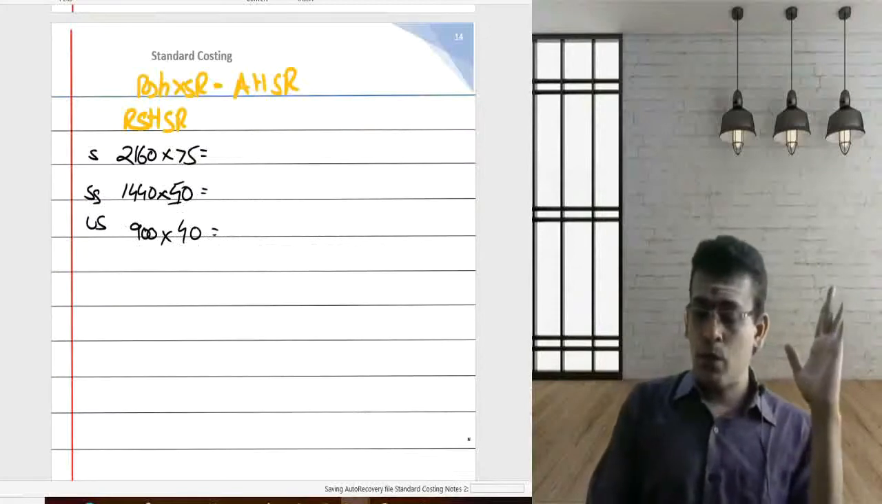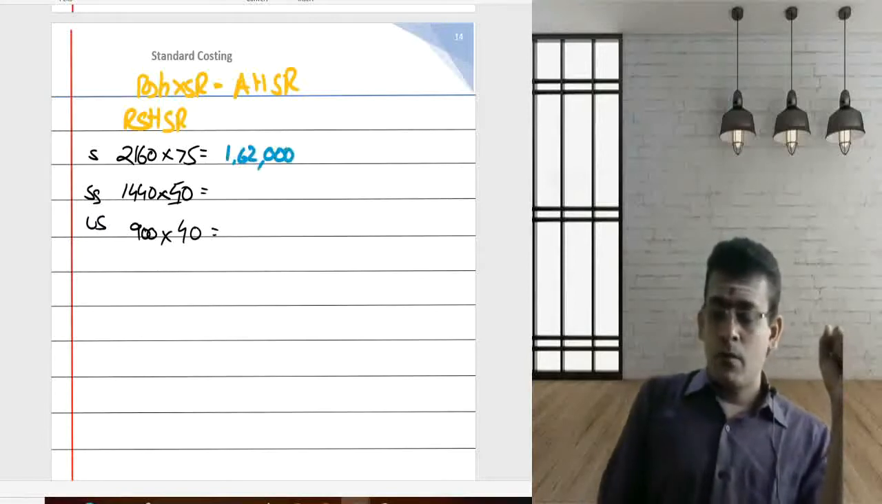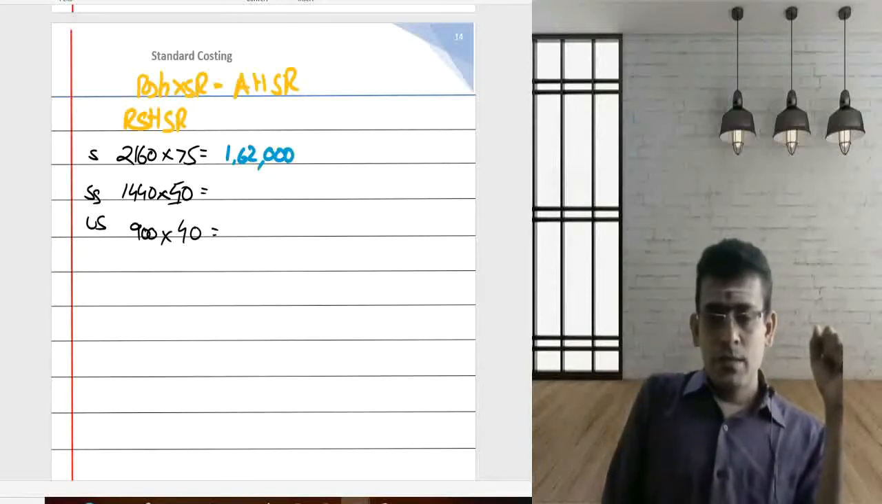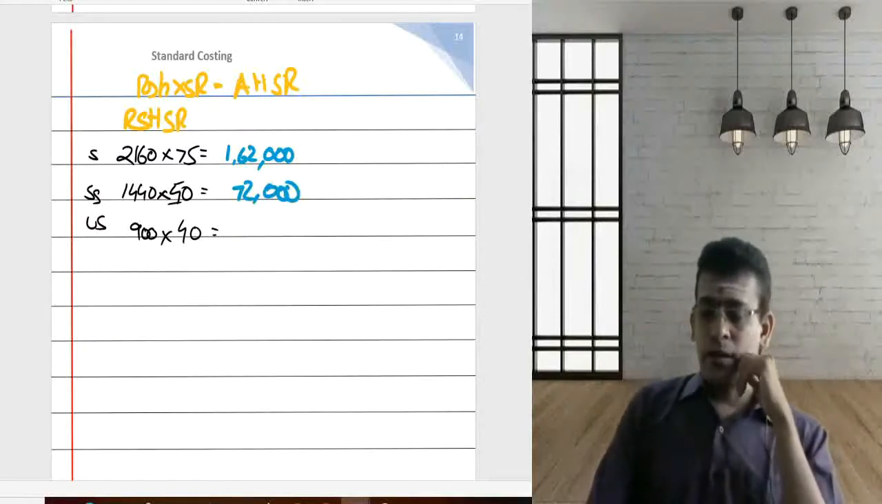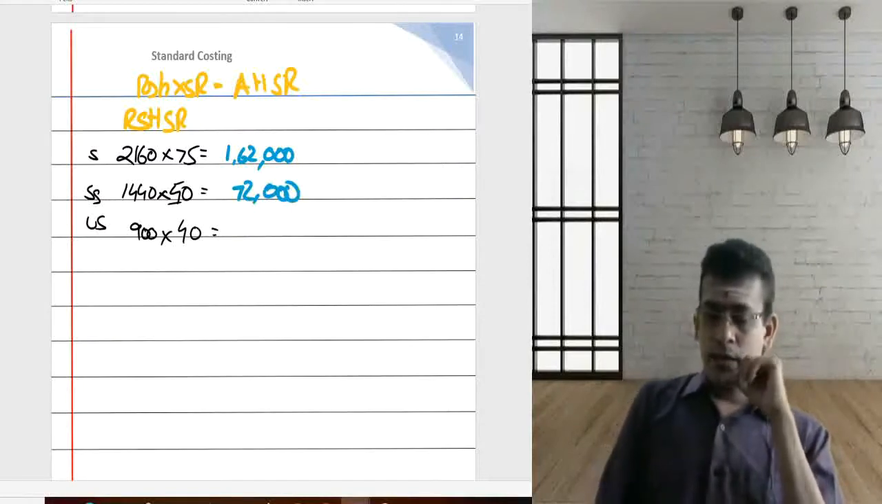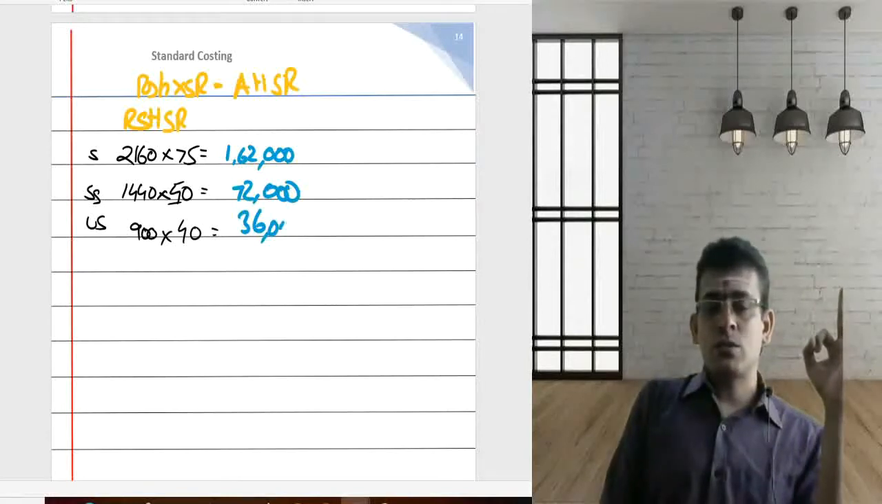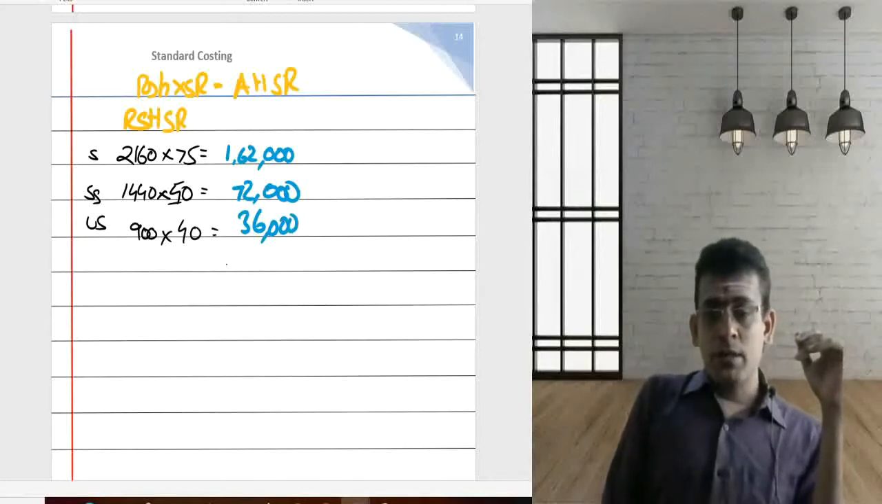So what is the value of 2160 into 75? You are getting 1,62,000. You are getting 1440 into 50. You are getting this to be 72,000. Now you are getting this as what? 900 into 40. You are getting this to be 36,000. So now, what is this total?